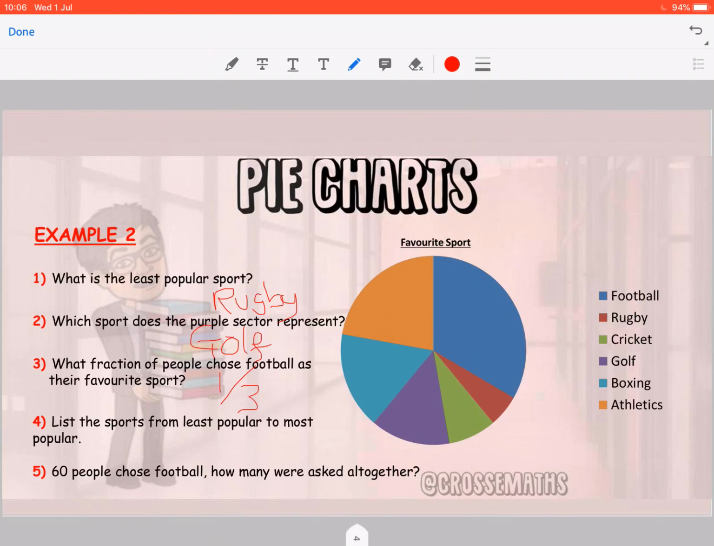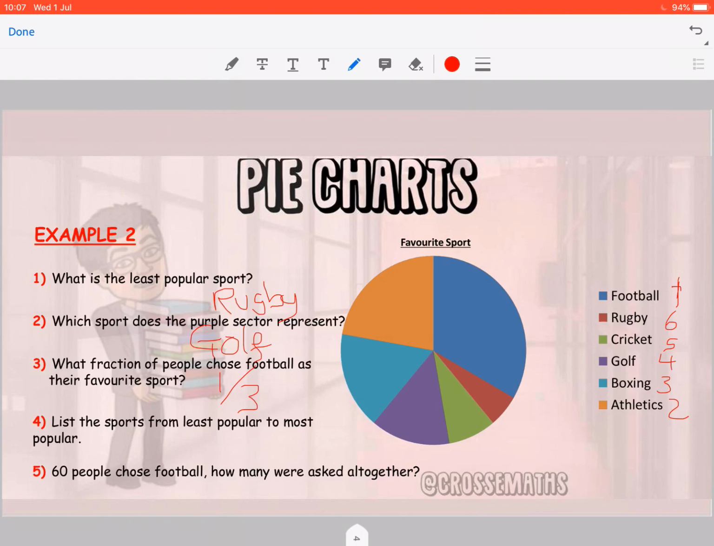List the sports from least popular to most popular. Well, least popular, I'm going to do it over on the right hand side using the key. So least popular is going to be number 6. Least popular would be rugby. Then second least popular would be cricket. Then it would be golf. Then it would be boxing. Then athletics, which is down the bottom. And then football is the most popular. So football's number 1. So I've done it on the right hand side.